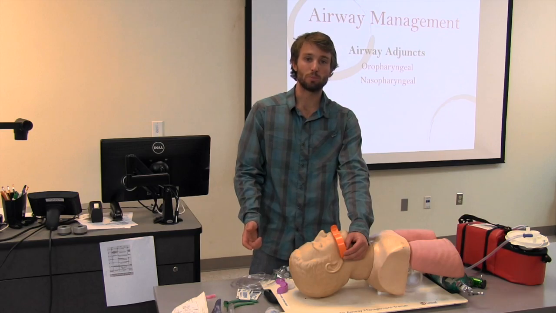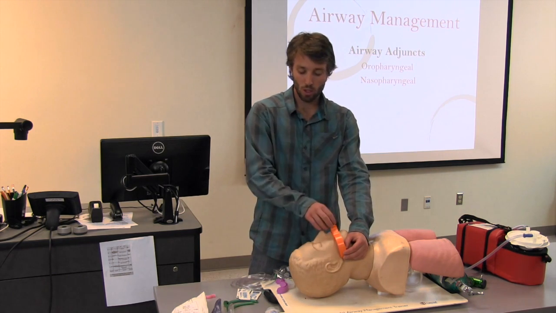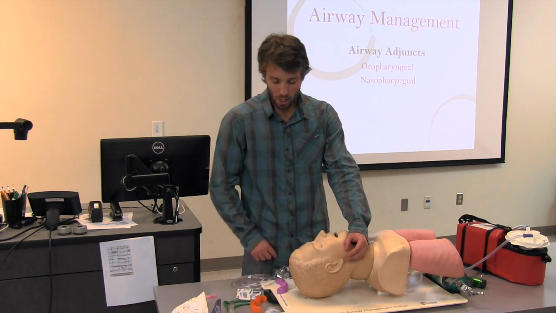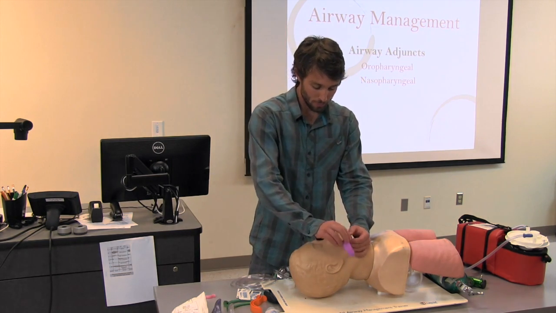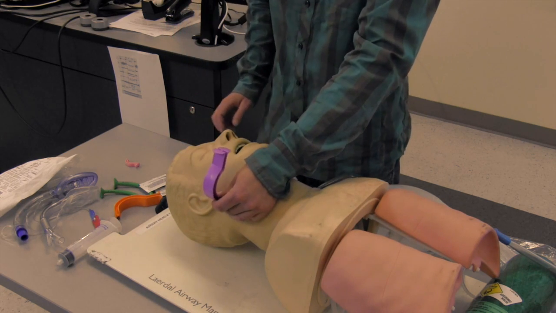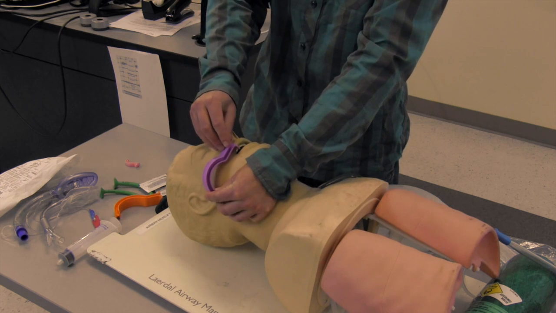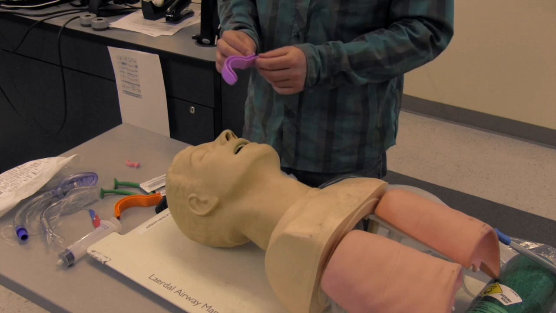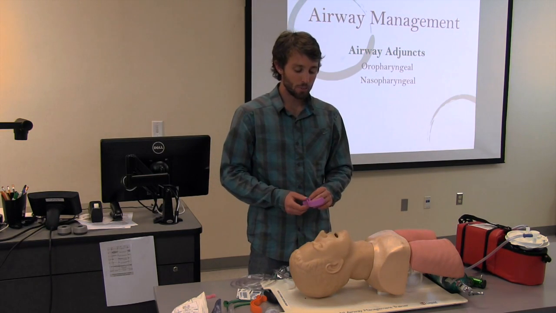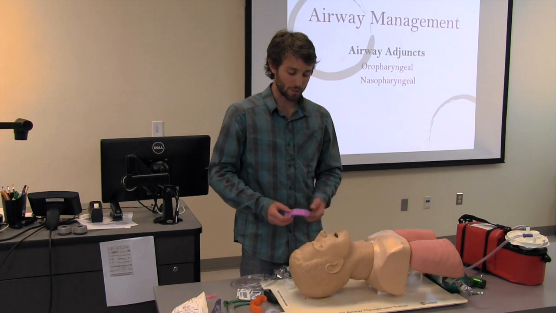That's a little bit too big. That's going to go too far into that patient's airway, so I'll discard that one. I'll get a different size, slightly smaller. Again, from the corner of the ear over to the corner of the mouth, that looks like a pretty ideal size. So now that I have the correct size of OPA, it's important for me to insert it correctly.